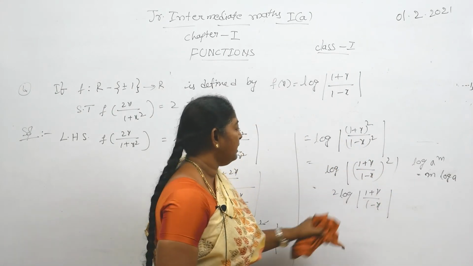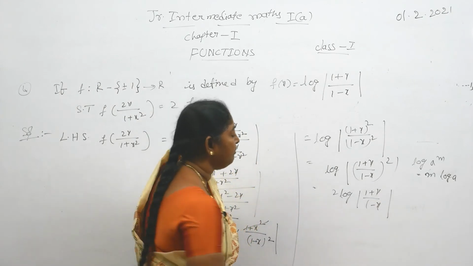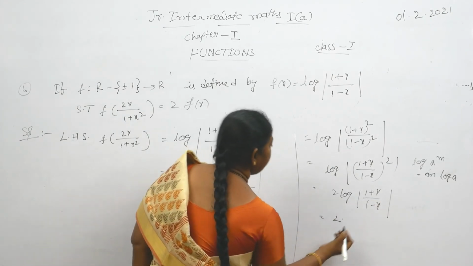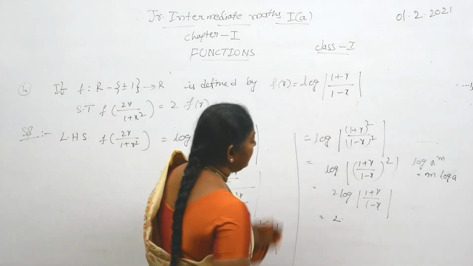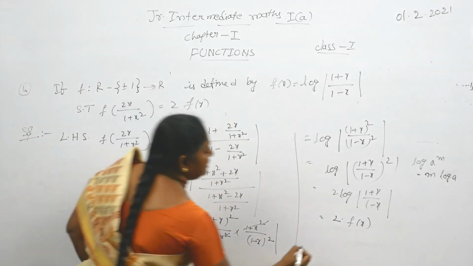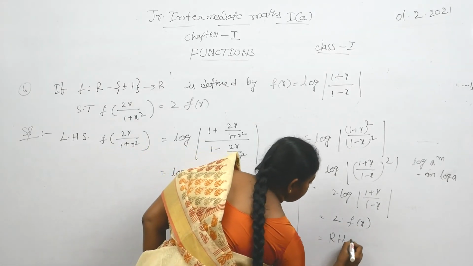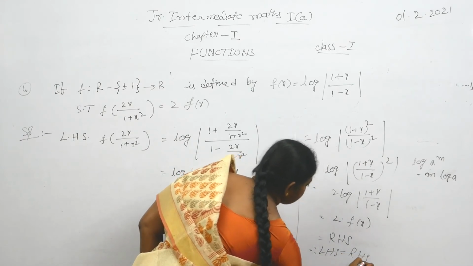So here you can write like this. So 2 into log (1 plus x) by (1 minus x), which equals 2 into f of x. So LHS equals RHS. Therefore LHS equals RHS.